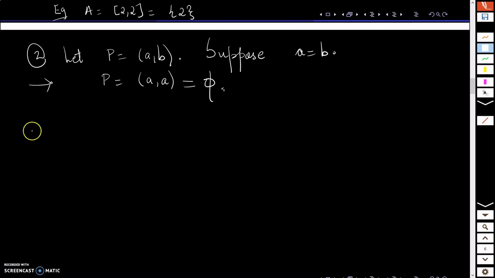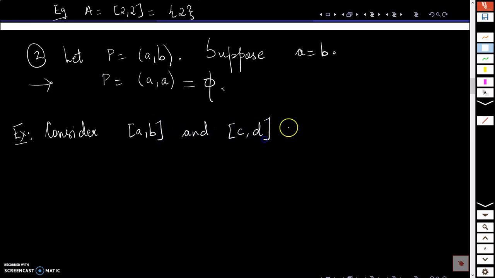Next, let's look at these two intervals. Consider the intervals, the closed interval [a, b] and [c, d], such that the closed interval [c, d] is a subset of the first interval [a, b].